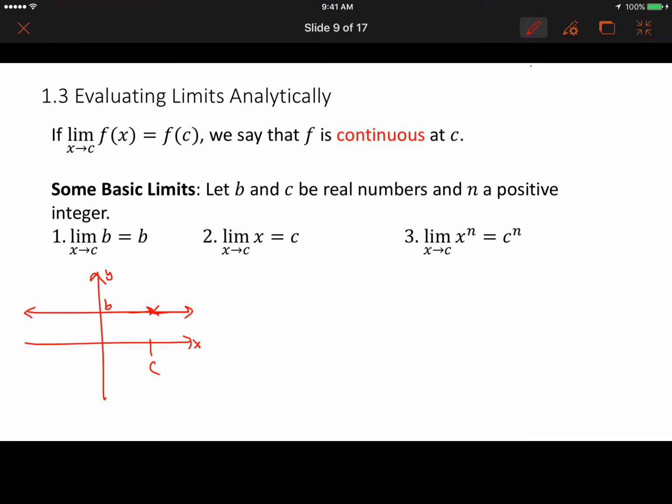All right. The limit as x approaches c of the function f of x equals x is c. Again, just quickly think about the graph. Here's f of x equals x. And remember, all the points here look like c comma c. And so as you approach c from the right or the left, the y values also approach c.